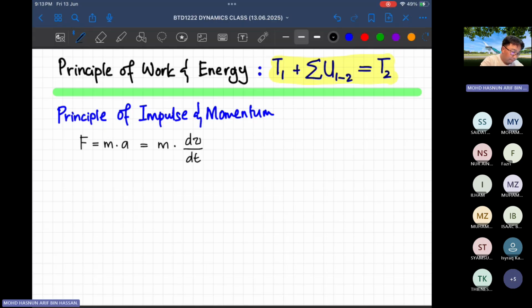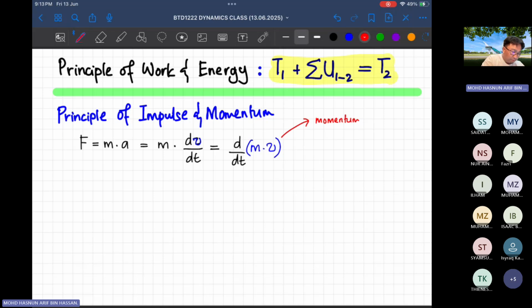We can change this a little bit, m times dv/dt, to become d/dt. We take out the velocity v, bring it to the left-hand side, and it becomes d/dt times m times v. Notice that mv here. What is mv? We have learned previously that mv is the momentum. So this is where the momentum comes from.